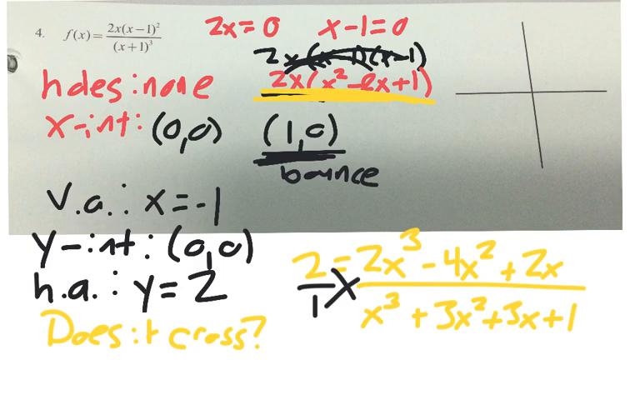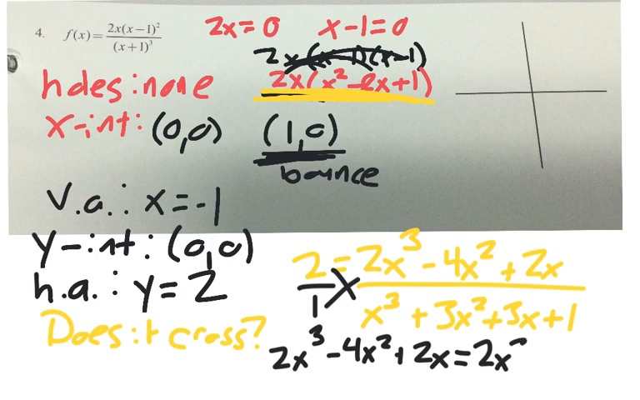I'm going to cross multiply. And so that's going to give me 1 times the numerator. It's just the numerator: 2x cubed minus 4x squared plus 2x. I want to know where that equals. Now, the denominator all has to get multiplied by 2. So that's 2x cubed plus 6x squared plus 6x plus 2.